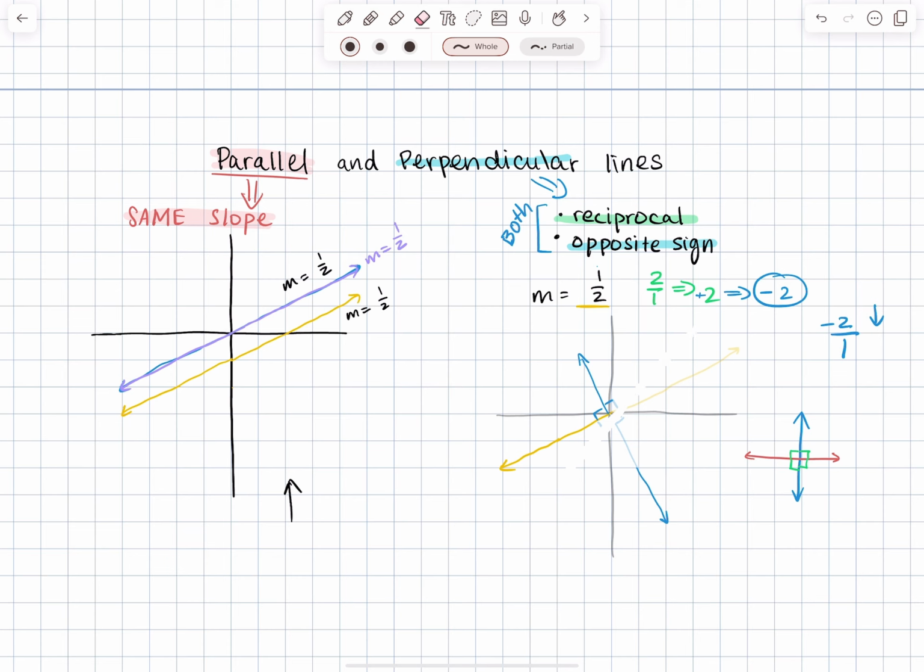It would look something like this, and it wouldn't match up. An opposite sign is important as well. So remember these three things.